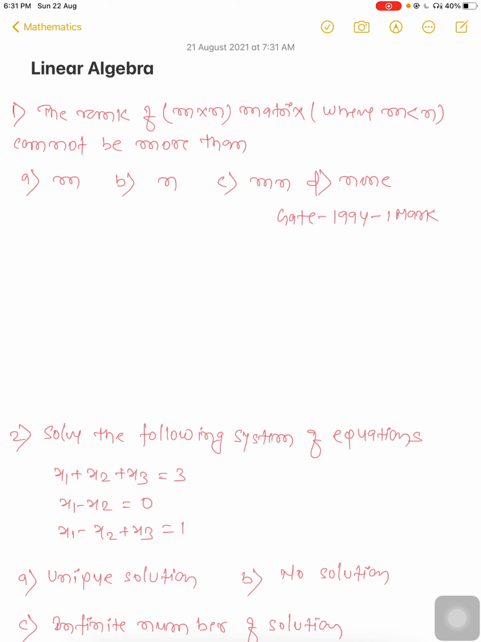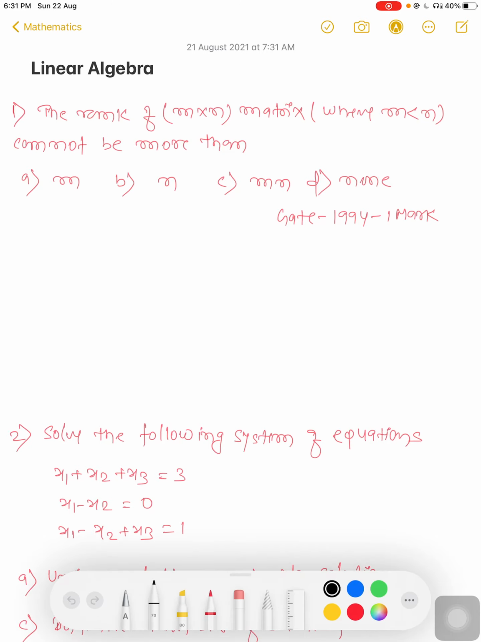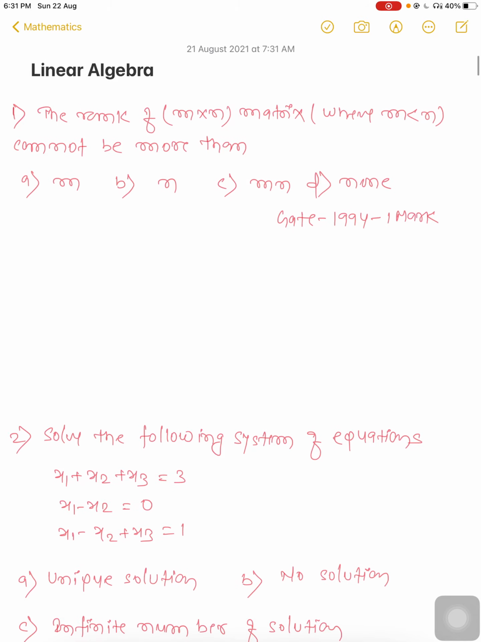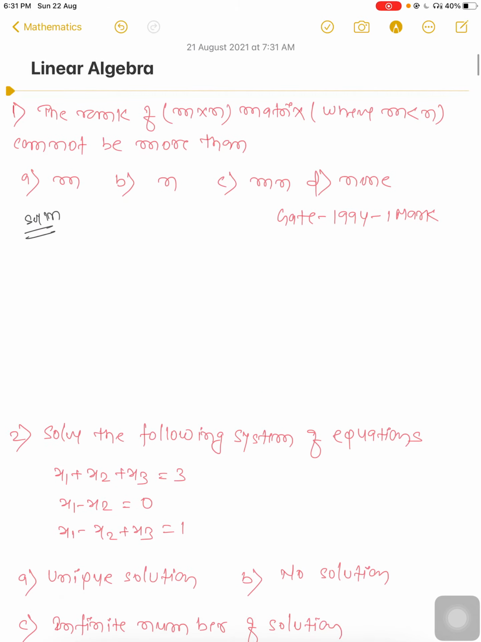The first question is: the rank of an M cross N matrix where M is less than N cannot be more than what? We have to tell about the rank. Let us consider an M cross N matrix where M is less than N. The rank will be the minimum of M and N, meaning whichever of the columns or rows is the minimum will be the rank of the matrix.